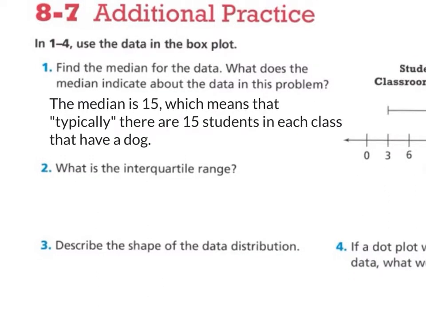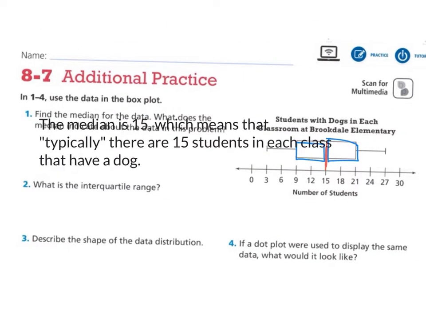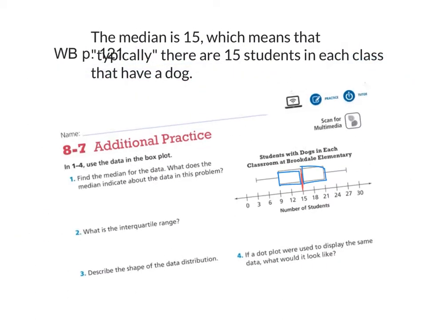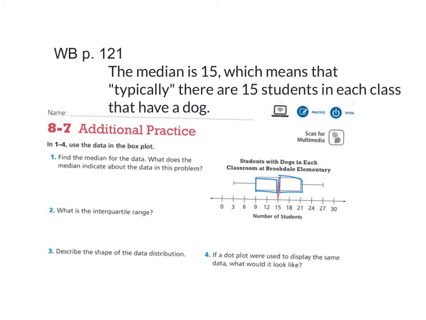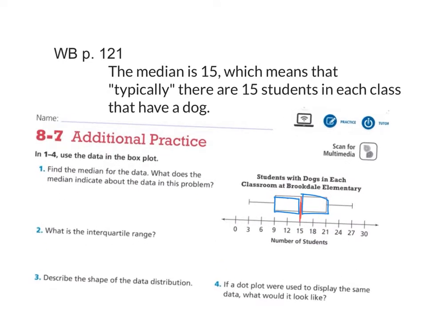Okay, and again, if you look at your box plot or box and whisker plot, we've got a pretty wide range here. We've got all the way from 3 students in a class that have a dog all the way up to 27 students in a class. But again, we're just taking that median and using that to give an idea about how many students have a dog.